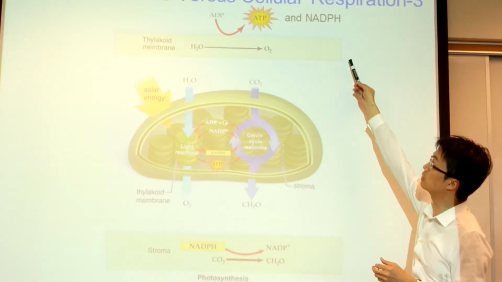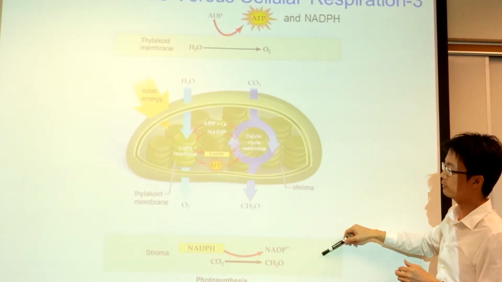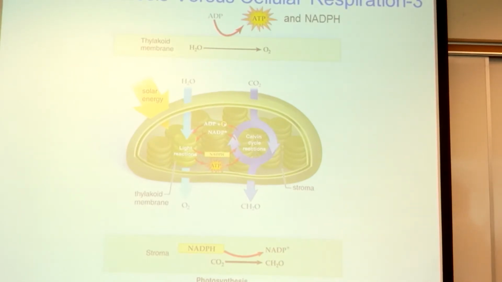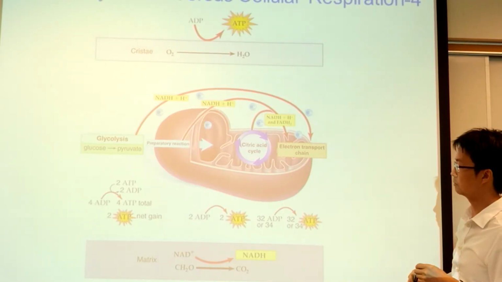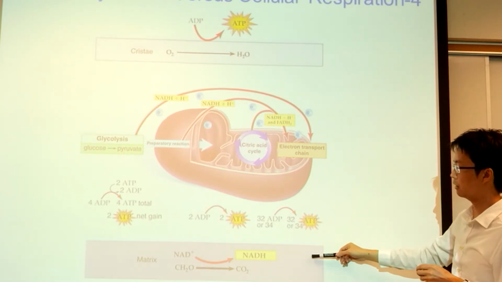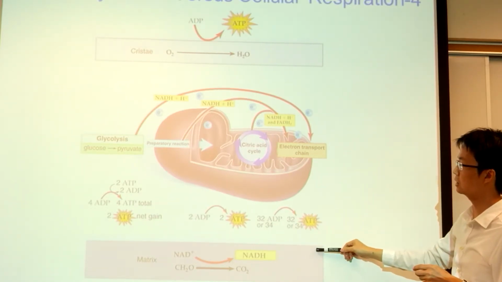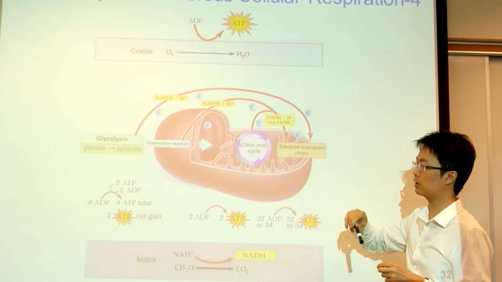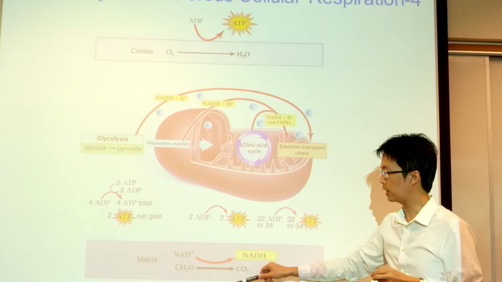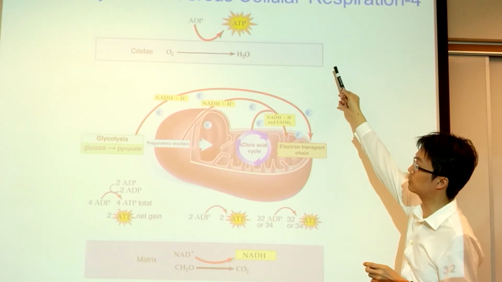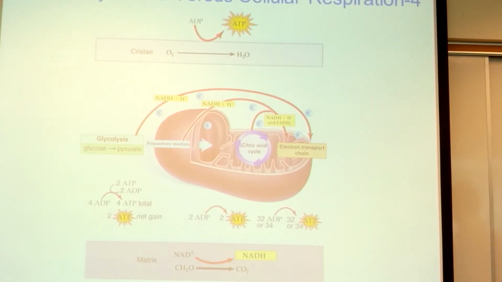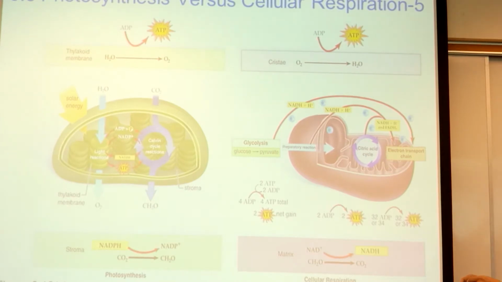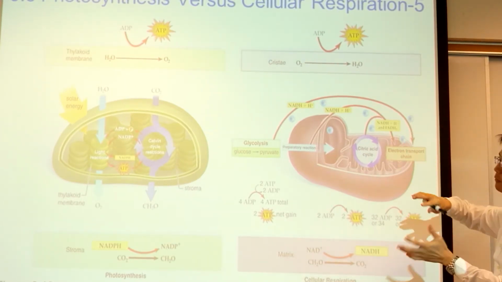So the first part is the light reaction. The bottom part is the Calvin cycle. Similarly, in cellular respiration, this part is the making of NADPH. NADPH is made in the citric acid cycle, or Krebs cycle. So this part is the Krebs cycle. The top part is the electron transport chain to make ATP. So you can see that the order is completely reversed.